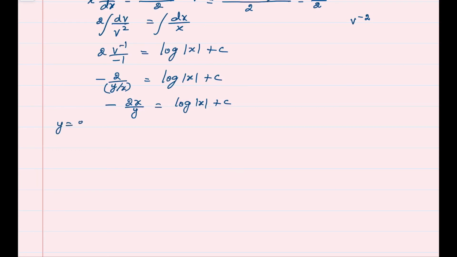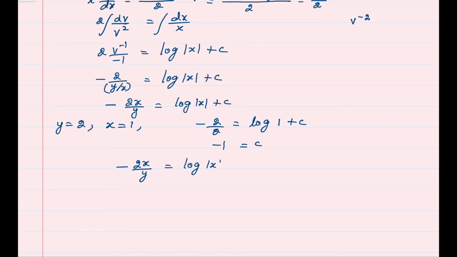We will substitute y as 2 and x as 1. Minus 2 divided by 2 equal to log of 1 plus c. Log 1 is 0, therefore c value is minus 1. We will write the particular solution. Minus 2x upon y equal to log of absolute value of x minus 1. We will change the sign throughout. 2x divided by y is 1 minus log of absolute value of x. Therefore, y is 2x divided by 1 minus log of absolute value of x.